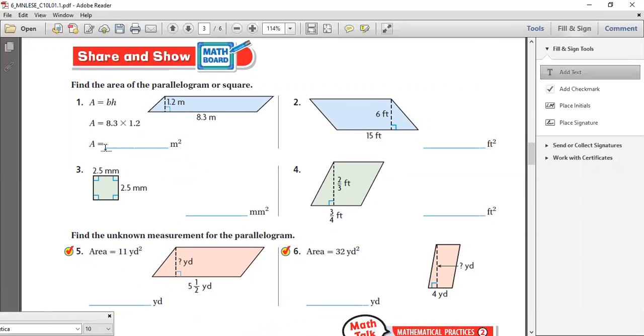Okay, so question number 1, we have find the area of the parallelogram or square. So always this first you need to decide, is this a square or a parallelogram? We aren't that stupid. As soon as we see, we know that it is a parallelogram, right? Now the area of a parallelogram is base multiplied by the height. So base, which is the down part, is 8.3 multiplied by the height, which is 1.2. What do you think is 8.3 multiplied by 1.2?